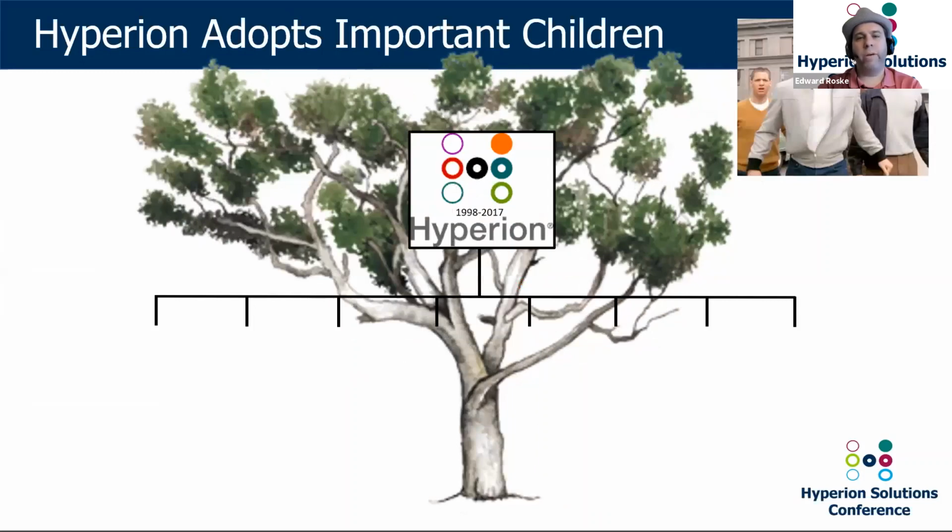Hyperion then gave birth to a few children of its own, Hyperion Planning and HFM, early in the 21st century, giving rise to the concept of pre-built, what they called at the time, business performance management applications. And then Gartner later called them corporate performance management applications. And then the industry started calling it enterprise performance management.